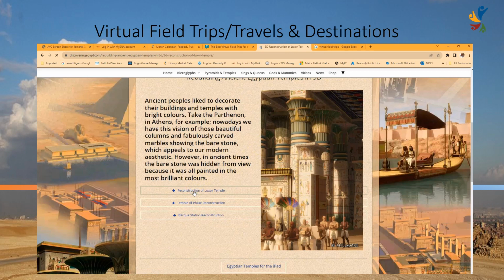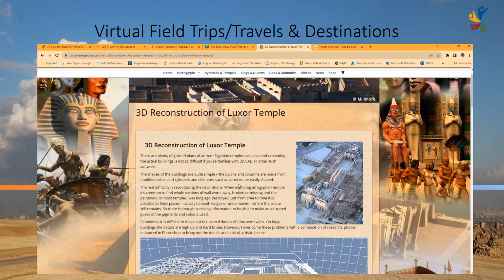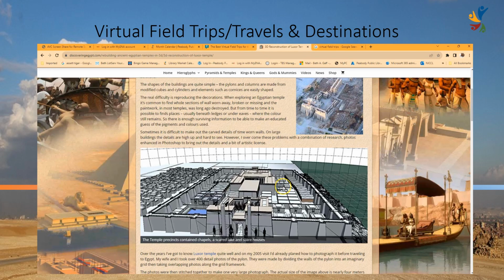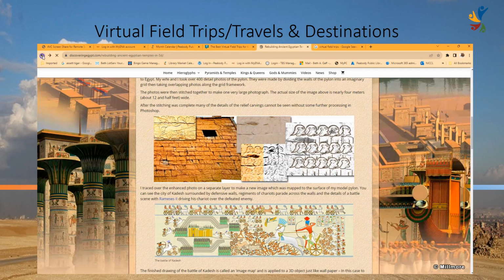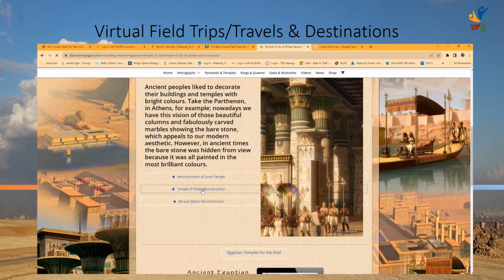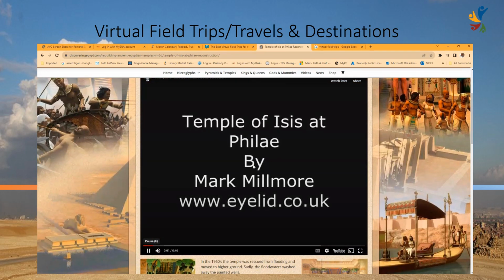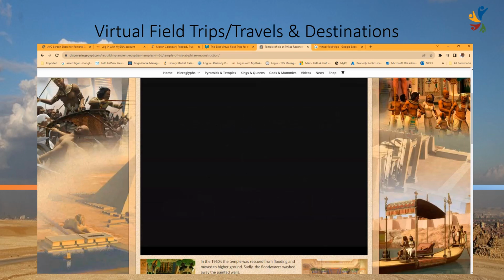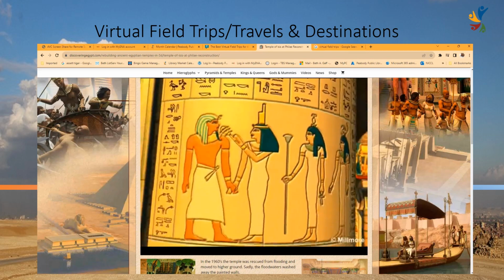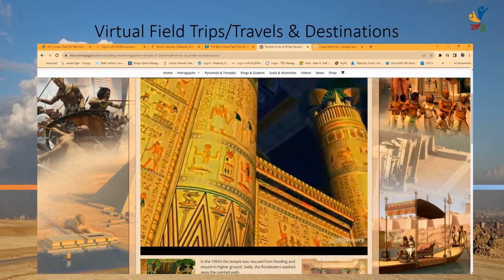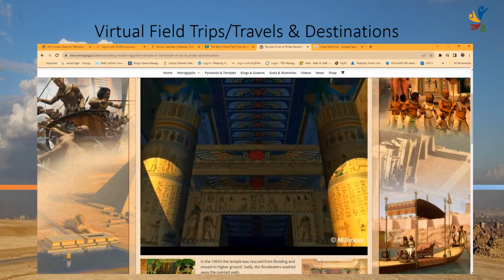This talks about the reconstruction of some of that, of the Luxor Temple. It's great that they keep these up, too. Here's the Temple of Philae. Let's see what that says. Temple of Isis. All the hieroglyphics, which we can look at to determine what is being said, but look at the art of these. It's just beautiful.